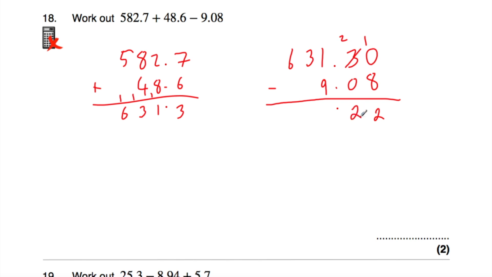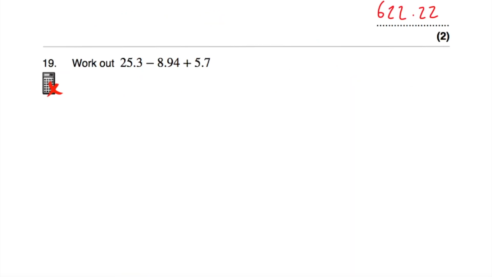2 take away 0 is equal to 2. 1 take away 9, let's borrow, so it's now a 2 and a 1, so that's 11 take away 9, that's equal to 2. 2 take away 0 is equal to 2, and 6 take away 0 is equal to 6. So the answer would be 622.22, and that's it. Okay, let's look at our next question, question number 19.